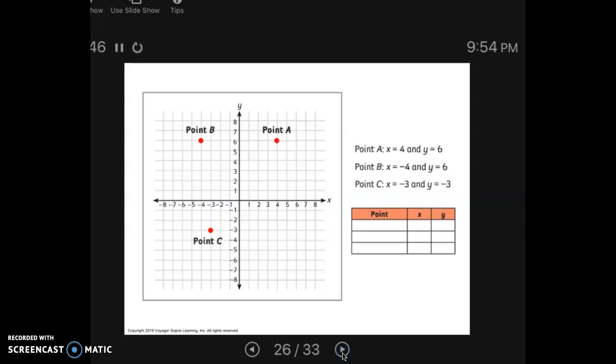We can think about each of these points using the x and y values. We describe a location on the graph by substituting numbers for the variables x and y. For point A, we substituted 4 for x and 6 for y. For point B, we substituted negative 4 for x and 6 for y. For point C, we substituted negative 3 for x and negative 3 for y.